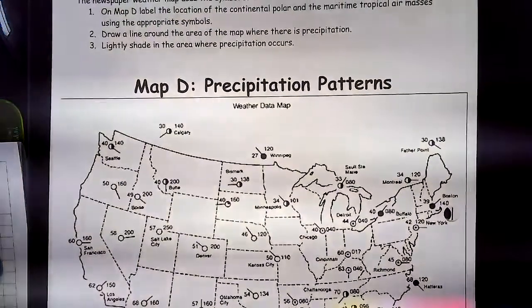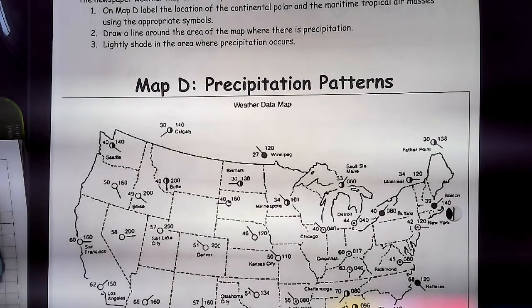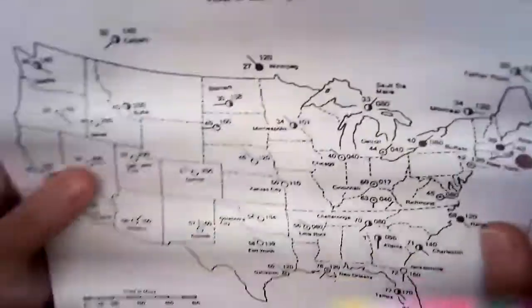Map D, again, is not something we've specifically spent time on during class, but we have talked about the basics. So on map D, we need to label the location of the continental polar and the maritime tropical air masses using the appropriate symbols. We also ask you to draw a line around the map where the precipitation is occurring, and then lightly shade where the precipitation is occurring. I'm going to actually start with step 2. Draw a line around the area where the precipitation is occurring.